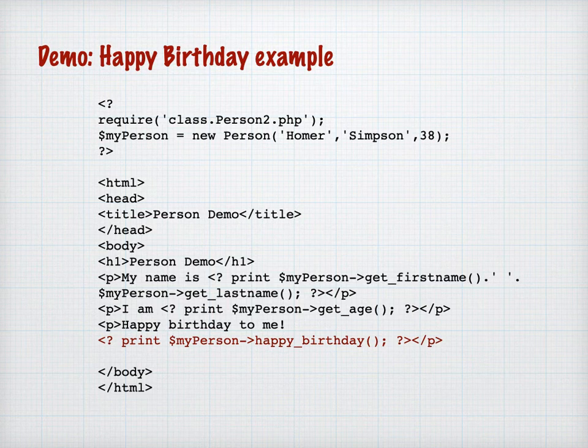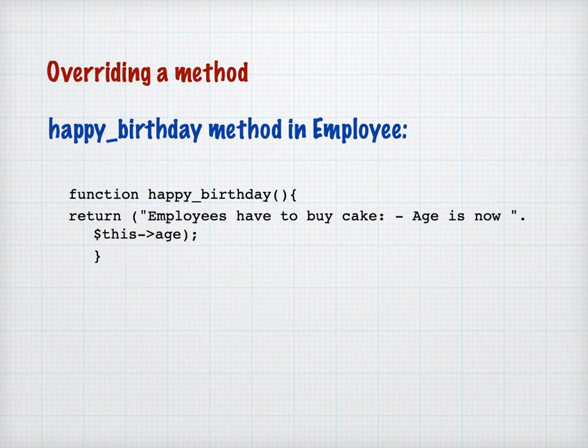So we've got our design of a person, we've got our happy birthday method inside that person. But then what happens if it's an employee? Well, if it's an employee's birthday, what they have to do is they actually have to buy cake. So we've got a different function but with the same name. So we've got 2 functions called happy birthday. We've got one in person and one in employee, and it doesn't matter that they've got the same name.